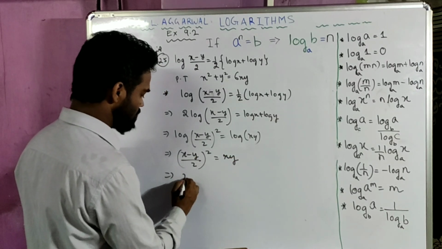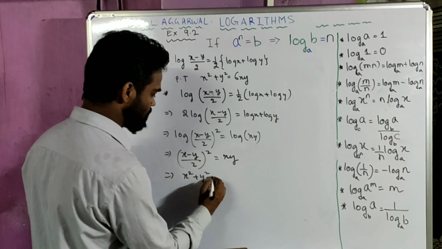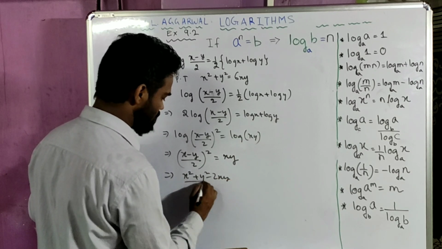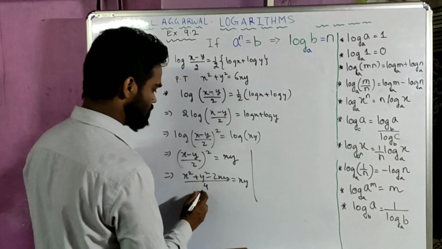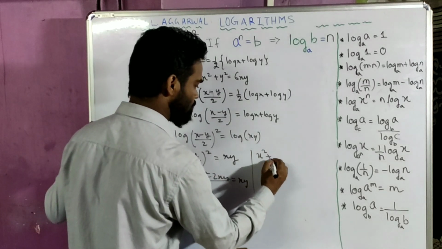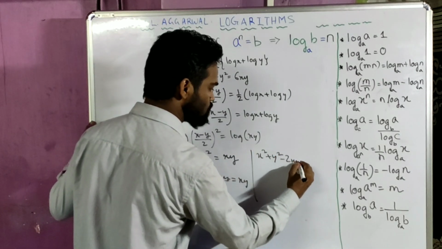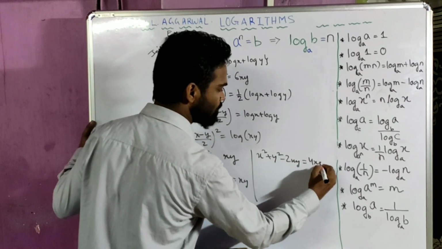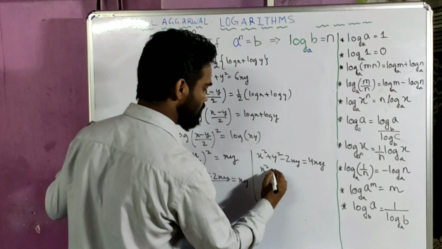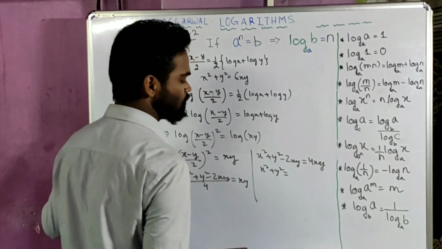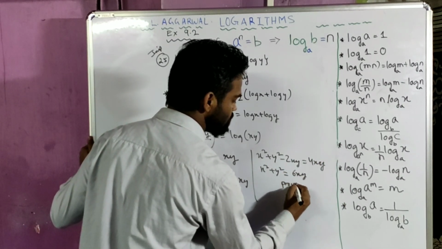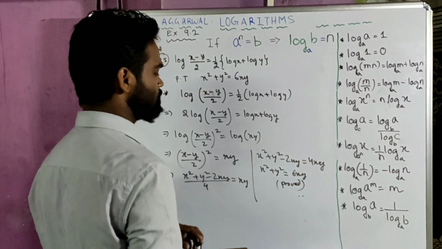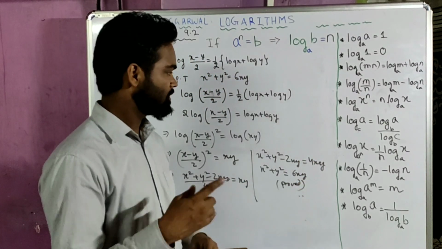Now we'll just expand it. So (a square plus b square minus 2ab) by 4 equals xy. Look carefully. This 4 goes over there. So x square plus y square minus 2xy equals 4xy. This becomes x square plus y square equals, this minus 2 goes over there, becomes plus 2, 6xy. That's proved. Done. Now we look at the next sum.